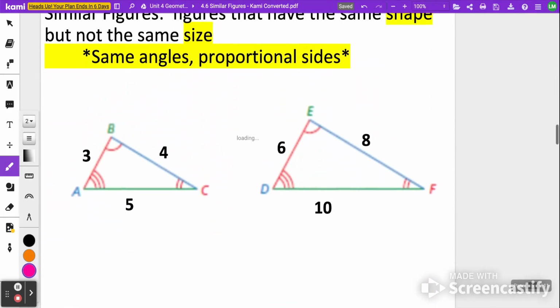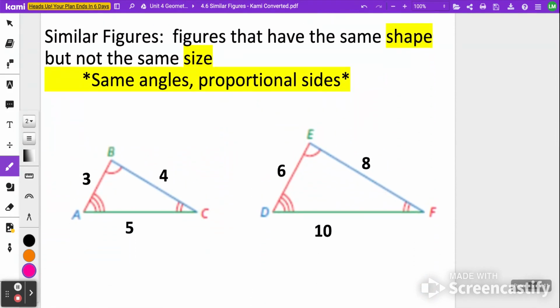The first thing we want to make sure of is that we know what similar figures are. Figures are similar if they have the same shape but not the same sides. Their angles are going to be the same, but their sides will be proportional. For example, side AB corresponds to DE, and notice that 3 changes to 6 because 3 is exactly half of 6. If that's the case, that needs to be true for all other corresponding sides.